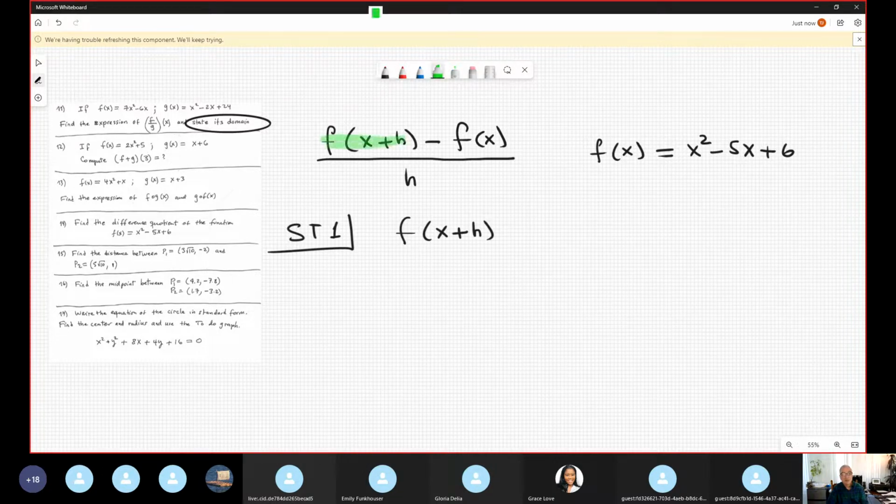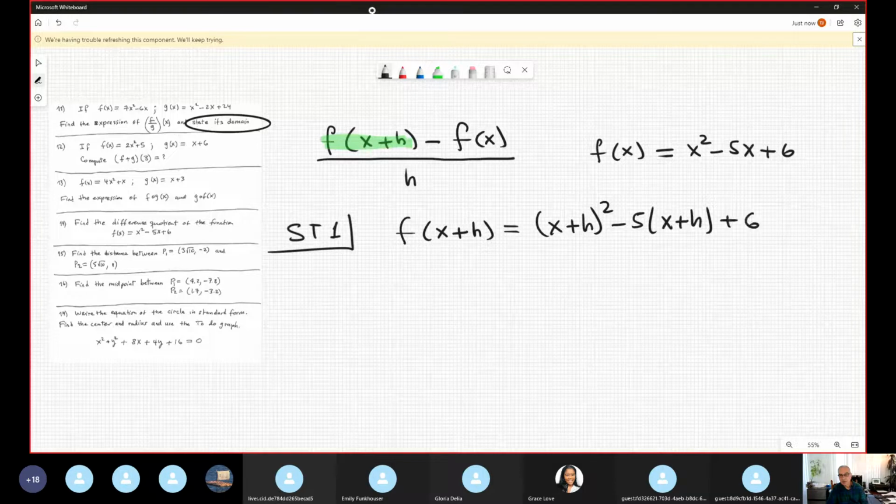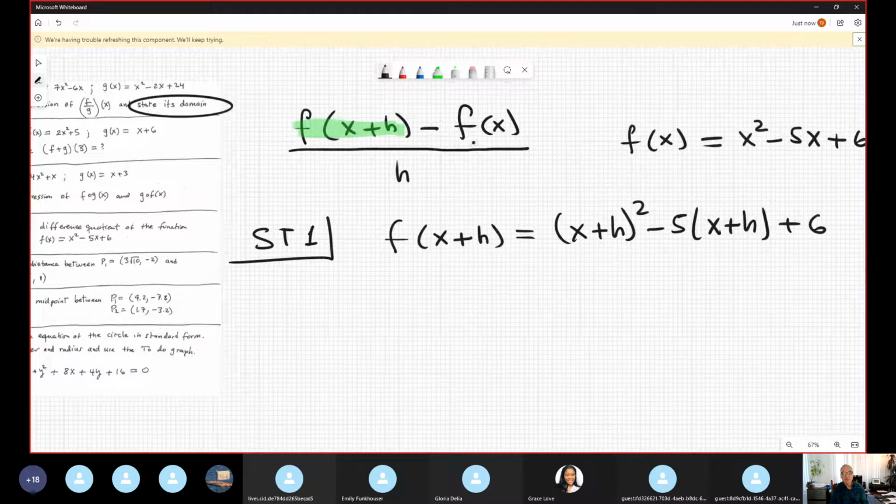Compute that part of the formula. It's super easy because you replace x with x plus h: (x plus h) squared minus 5 times (x plus h) plus 6. And now you apply some elementary algebra. Let's do it. You FOIL.